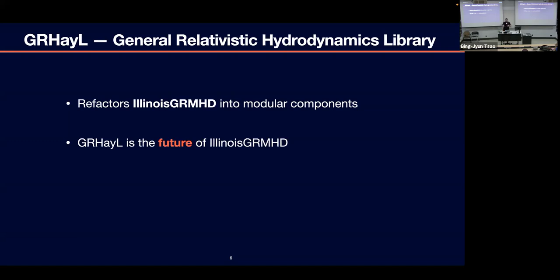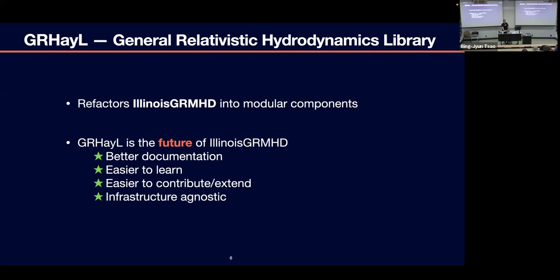So GRHayL in particular is, well, I say the future there, but it's actually also the present, right? The current Illinois GRMHD already is written in terms of GRHayL functions. But it basically contains now better documentation. It's easier to learn. It's easier to contribute. And because GRHayL is a library that lives outside of the Einstein toolkit, it brings with it infrastructure agnosticism. And I'll give you an example of what I mean by that more as we go along.